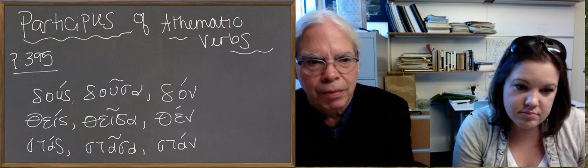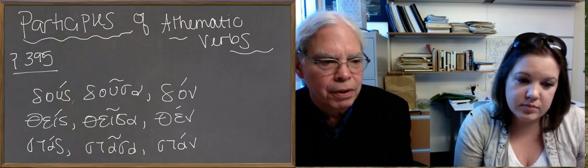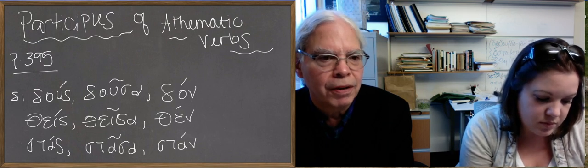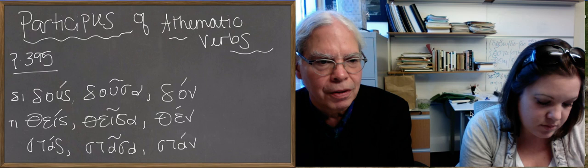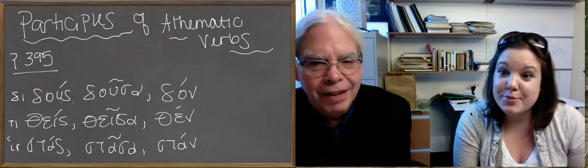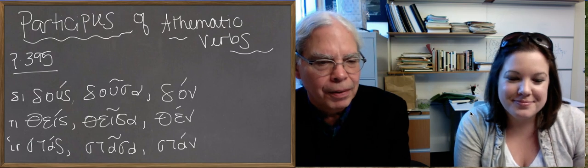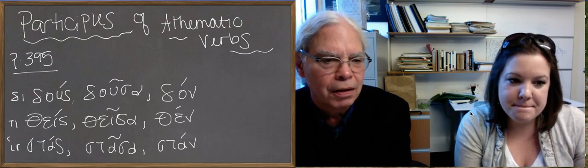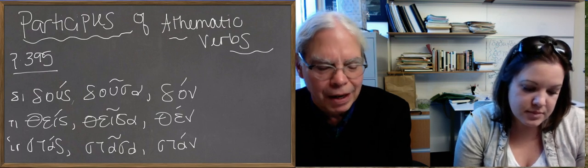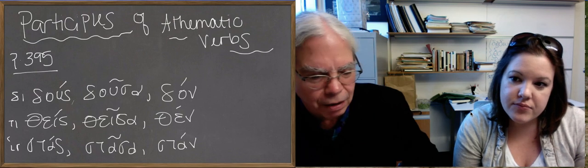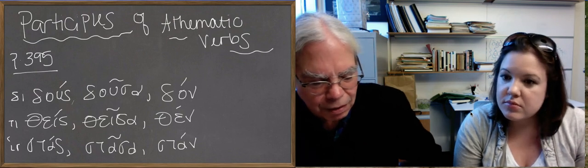Because if you want to make the imperfective aspect, the present participle, you just put a di in front of it: didous, didousa, didon, titheis, tithe isa, tithen, histas, histasa, histan. It's pretty easy. To make the perfect ones, something else is going to happen there, but you'll recognize them when you see them. There's going to be a reduplication with an e.